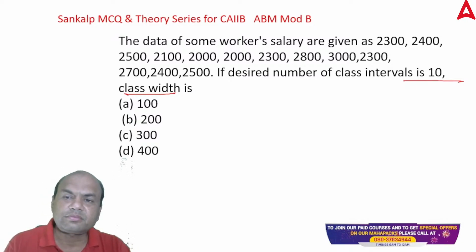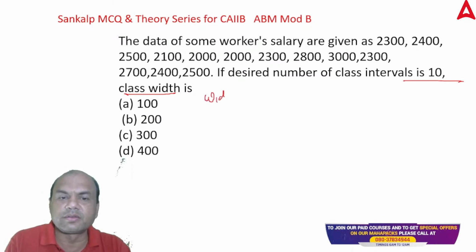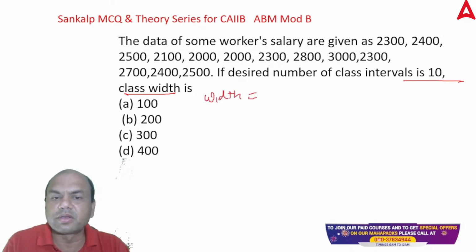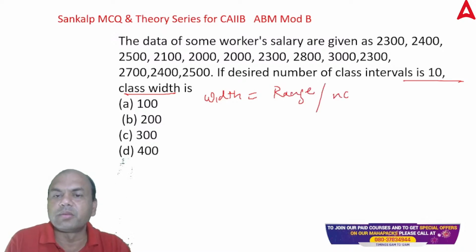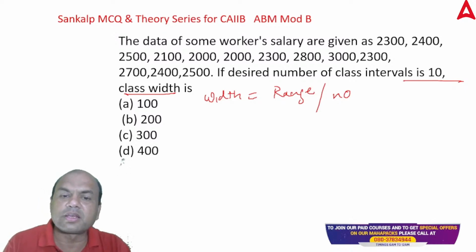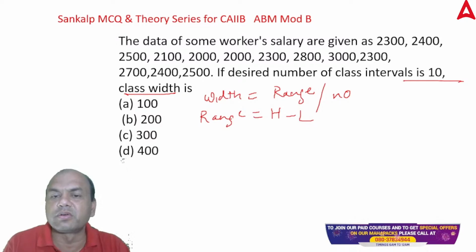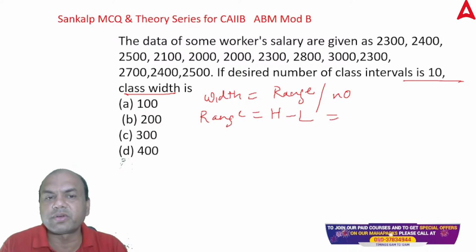So suppose it is like this, see, width equals range divided by number. Number means the number of classes, how many intervals are required. What is range? Range equals highest minus lowest, H minus L. What is the highest one now over here? Tell me, which number is highest? 23, 24, 25, 21, 2000, 22, and so on.